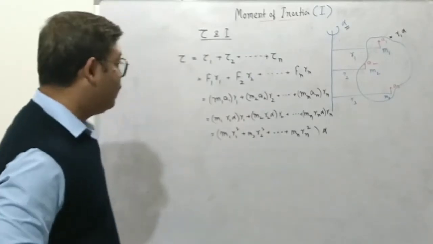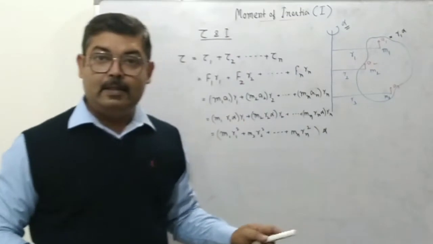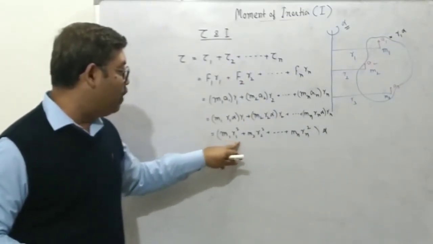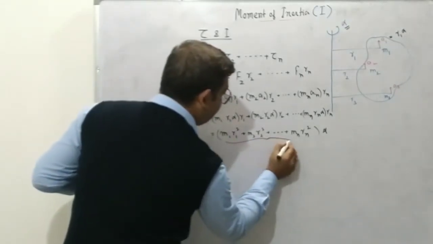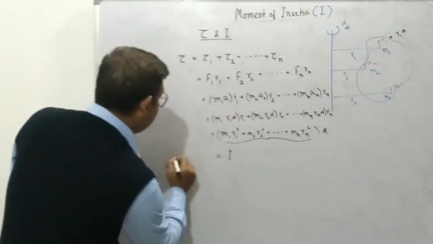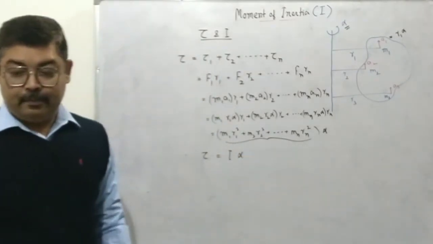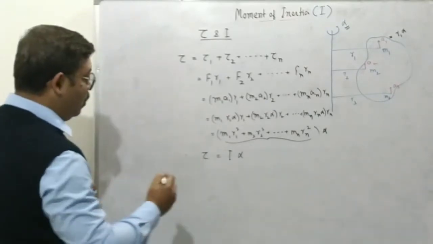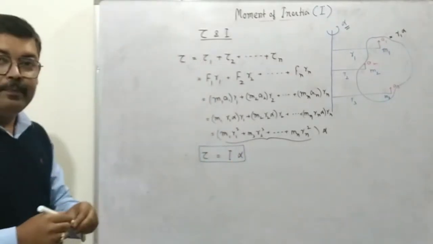Now from the definition of moment of inertia, we know that the moment of inertia of a rigid body about a given axis is the sum of m1 r1 square plus m2 r2 square, right? So this term is equal to the moment of inertia of the body about the given axis. Therefore we can say that torque is equal to I into alpha. Okay, so moment of inertia and torque are related by this particular expression.